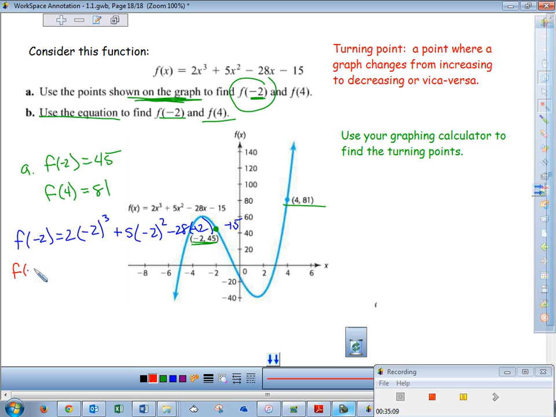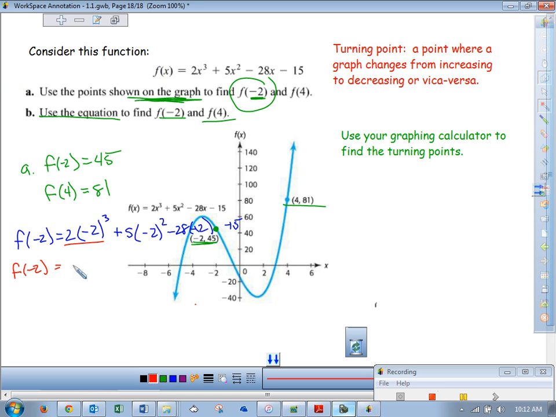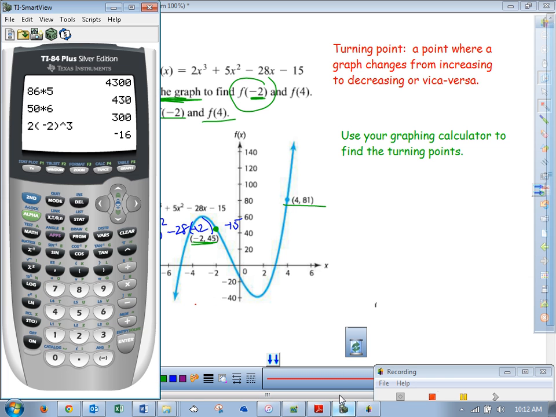So f of negative 2 equals... I don't really like to punch that whole thing in, show me a little bit of work, but let's punch this in. 2 times negative 2 cubed, you could punch it straight in like this. Remember, to get out of your graph, you just hit second quit, right? So 2 times negative 2 to the third. That term turned out to be a negative 16. And then figure out what each individual term is after it.